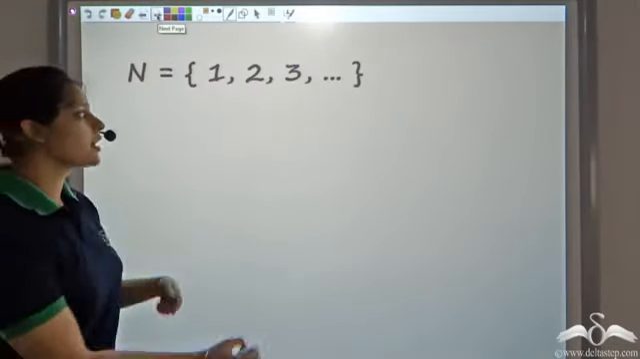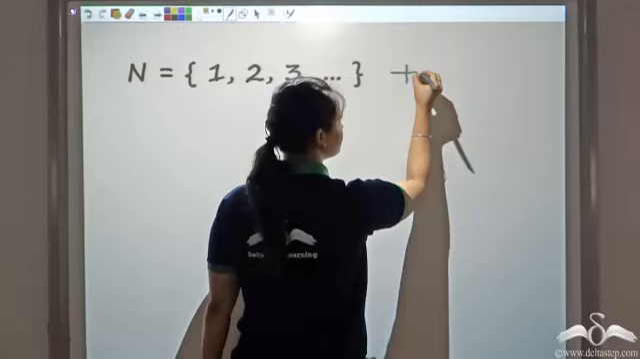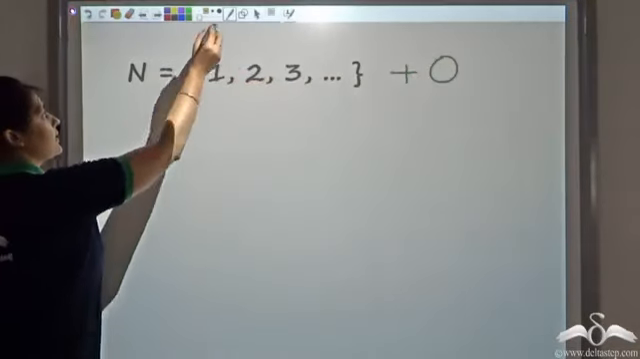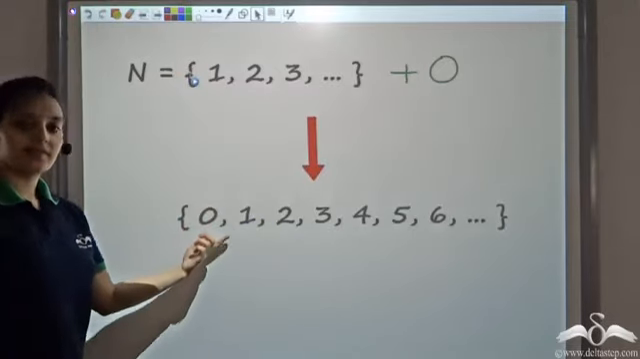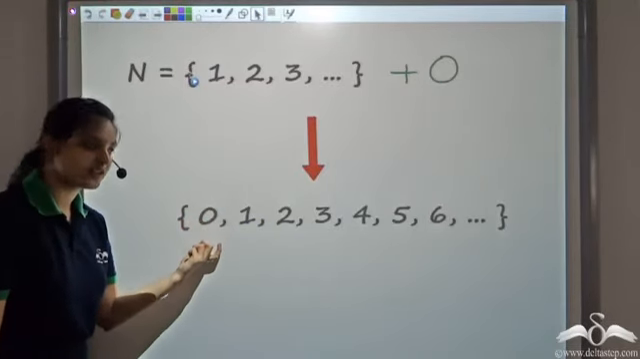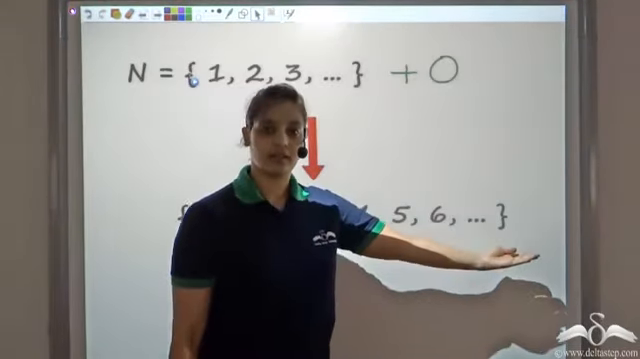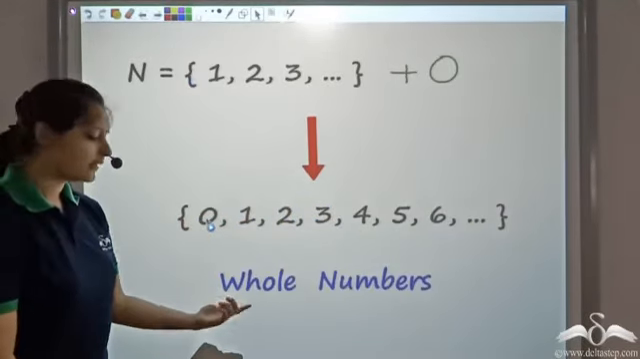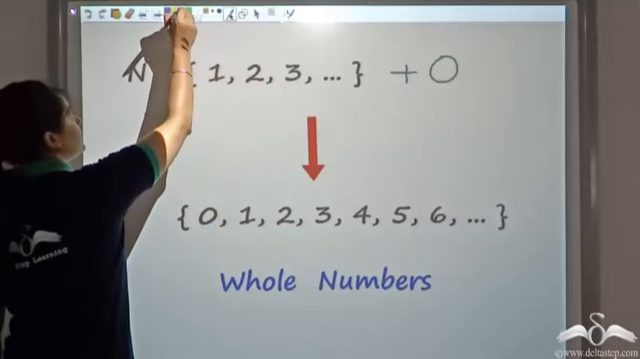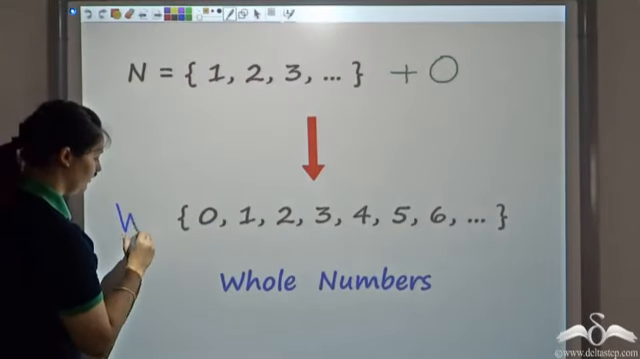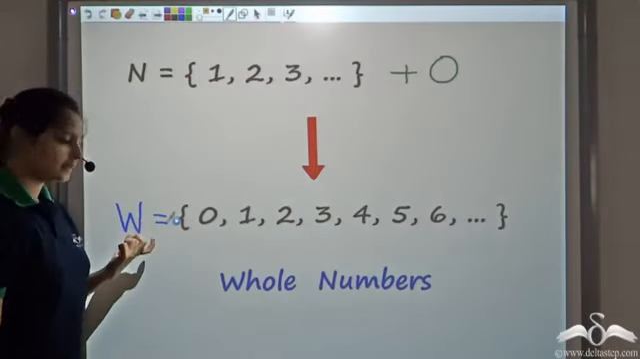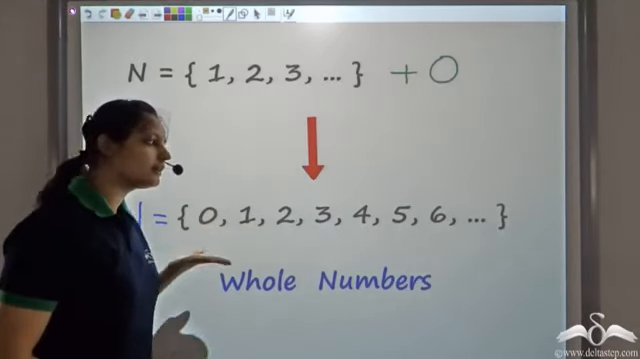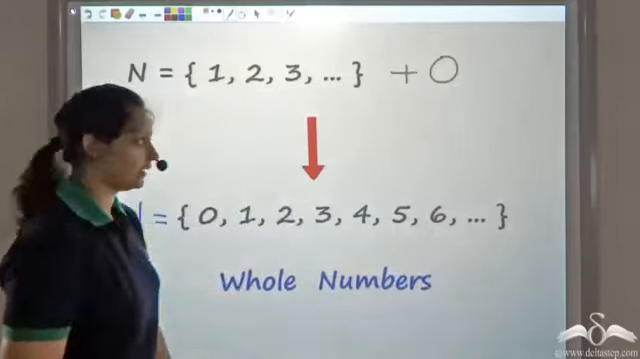So natural numbers with the addition of 0. If I add 0 to the natural numbers, I get this. That is, the least number now is 0, and again we have infinite numbers. This number set was called whole numbers, and whole numbers were represented by a capital letter W. So this W represents the set of whole numbers which has 0 as the least number, and then it's again an infinite set.